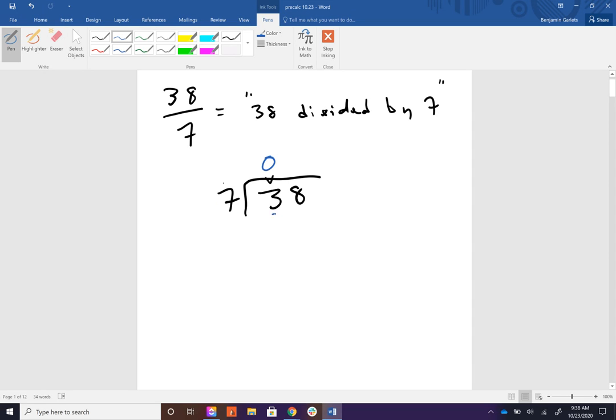But then I take a look at this whole number right here, and I say, well, 7 times 5 is 35, and 7 times 6 is 42. So I know that there's only an even amount up to 5 that goes into 38. So we know that it's 5. And so once we know that that's 5, we come back here and we multiply by 7, and then we put that value right here underneath 38. And then since we have divided that out, we're going to subtract that from our original value.